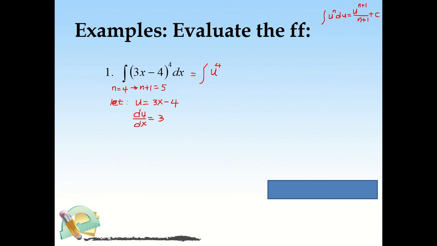But here we have du over dx. So to solve for du, du is equal to, just multiply both sides by dx, or just cross multiply dx. So 3 dx.